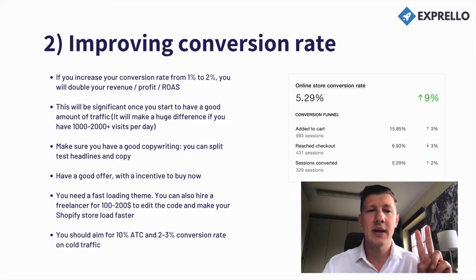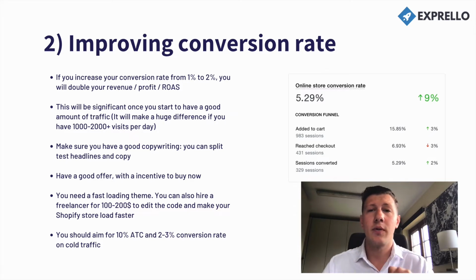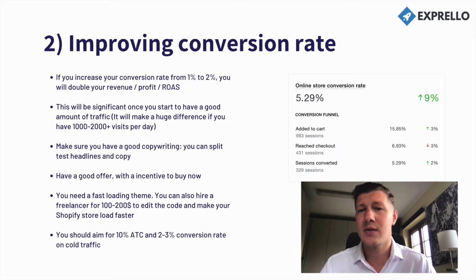The second tip is to improve your conversion rate. If you increase your conversion rate from 1% to 2%, you will literally double your revenue, your profit, and your return on ad spend. This is even more significant once you start to have some good traffic. Let's say if you have 500 to 1000 visits per day or even 2000, if you change that, you will literally improve your profit and your return on ad spend. So there are many things that you can do to improve your conversion rate.